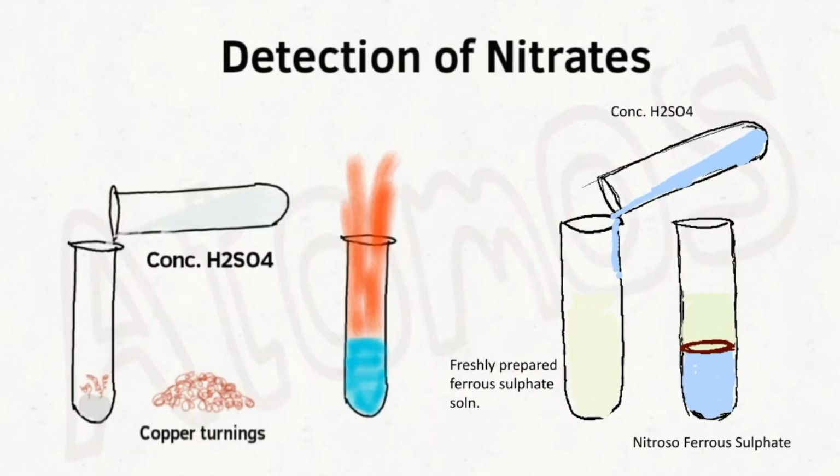To detect the presence of nitrate, NO3 minus, in the salt, we need to use concentrated H2SO4. You are provided with a white colored substance, and we are going to check whether the salt contains nitrate. For that, to the salt, we will add concentrated sulfuric acid followed by copper turnings. What is copper turning? It will be available in the laboratory. It is nothing but metallic copper.